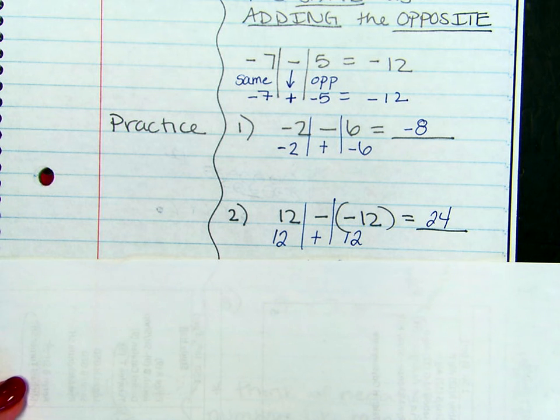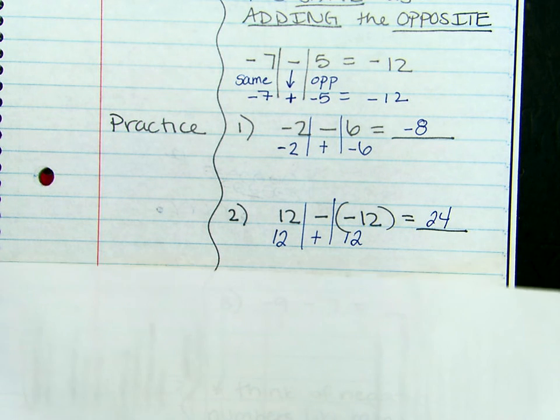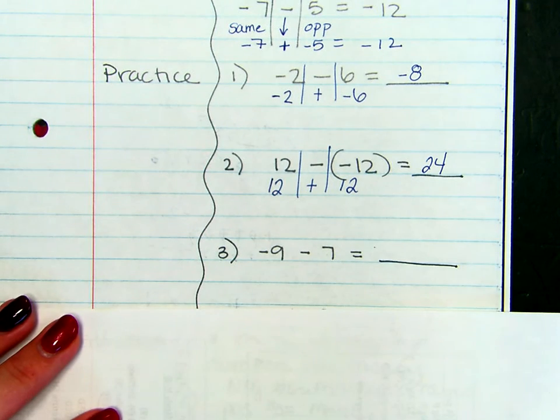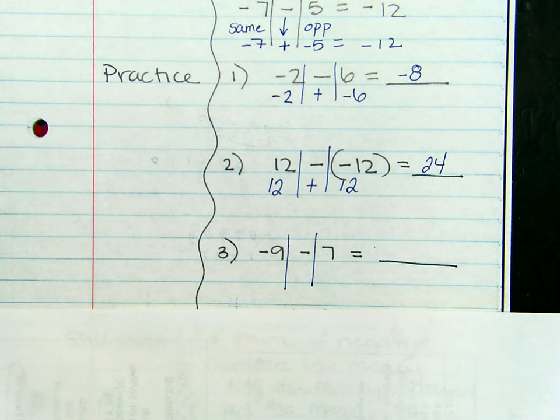Now, I have one final trick for you and one final problem. I'd like you to take a moment, go ahead and pause this video, and I want you to try this one. Negative 9 minus 7. I'll give you a moment, and when you're ready, go ahead and unpause.